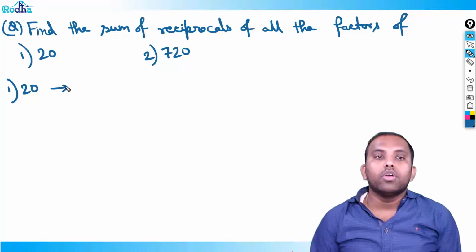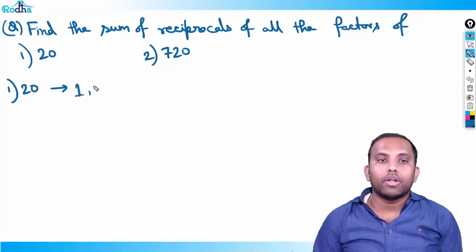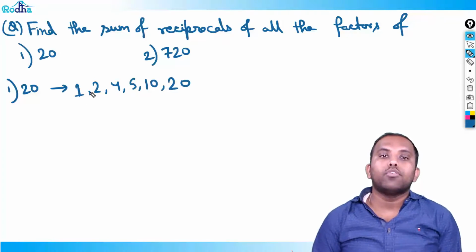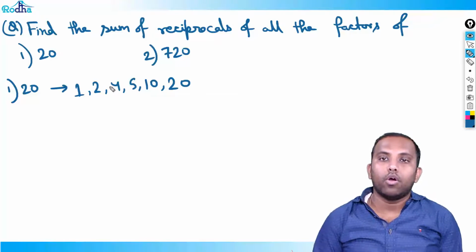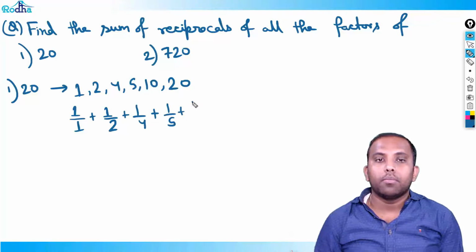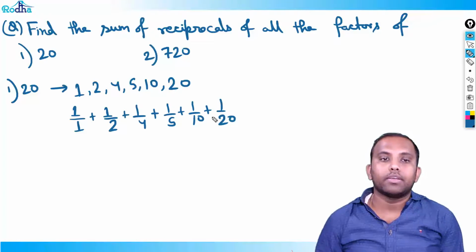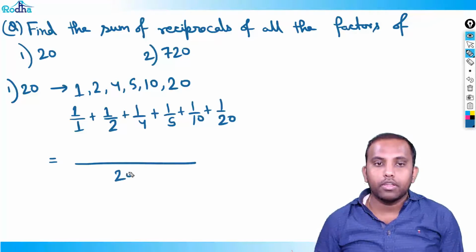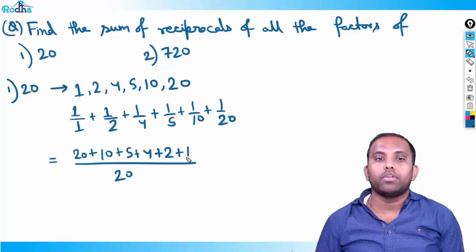If I write down all the factors of 20, like 1, 2, 4, 5, 10, 20, I need to find the sum of reciprocals of all the factors of 20. So once we take reciprocals, it will go like 1 by 1 plus 1 by 2 plus 1 by 4 plus 1 by 5 plus 1 by 10 plus 1 by 20. Now what is the summation here? The LCM will be 20 only. So the sum is 20 plus 10 plus 5 plus 4 plus 2 plus 1, over 20.